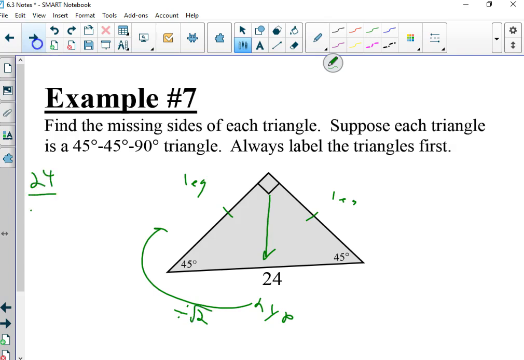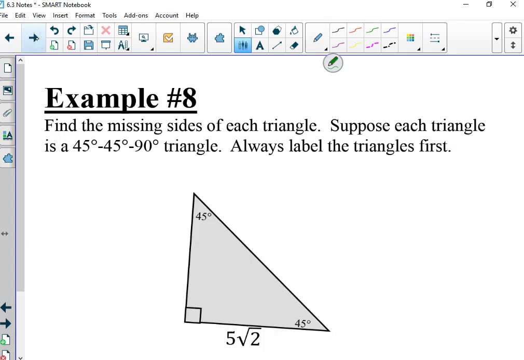So again, 24 divided by radical 2. Then we rationalize. On the top, we get 24 radical 2. On the bottom, we get just 2, which then happens to cancel, and we get 12. So this is 12 radical 2 for each leg. Now, if this was 25, and it didn't cancel, then it would just be 25 radical 2 over 2. These are just canceling because they're even numbers.